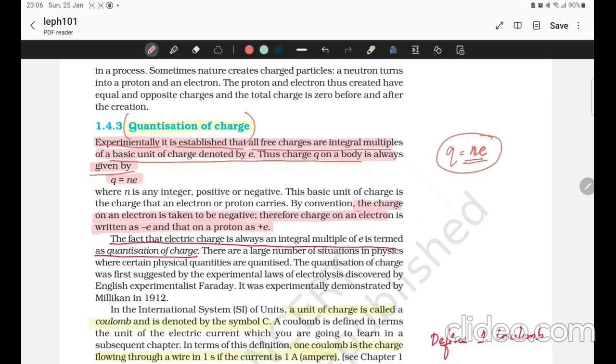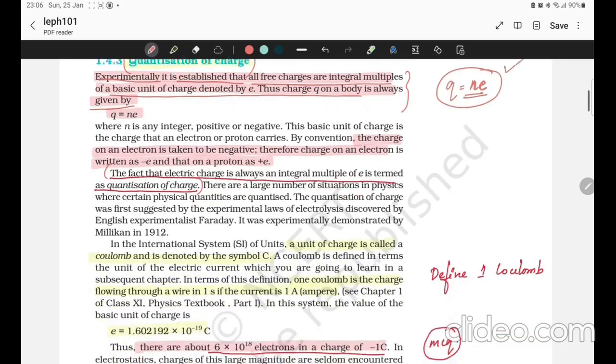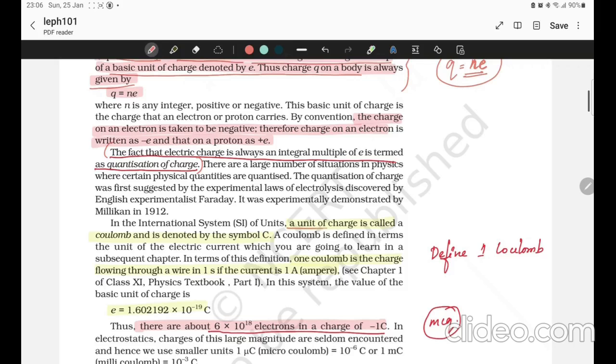So n is an integer, it can be positive or negative. This point you have to note, the fact that electric charge is always an integral multiple is called quantization of the charge. So you have to write the statement, you have to write this expression also. That is very important. And here we are again dealing with the unit of charge, that is coulomb. It is denoted by C.